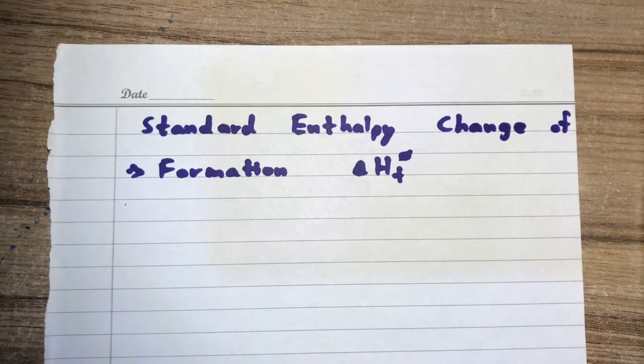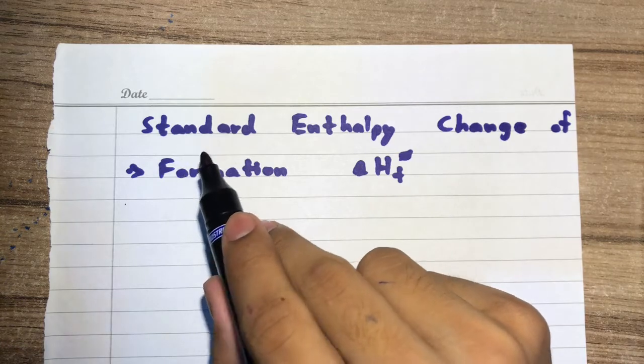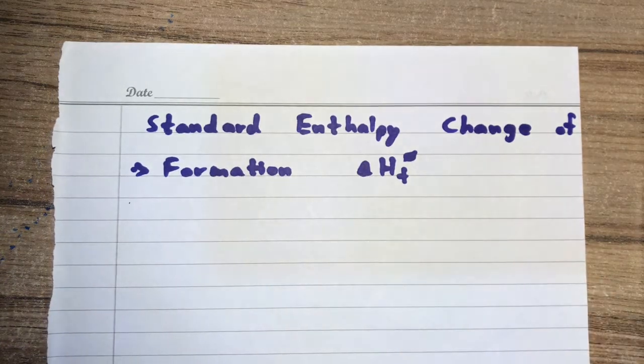Now the standard enthalpy changes. The first is the standard enthalpy change of formation, represented by delta HF phi. The symbol phi represents that the conditions are standard, that means room temperature and pressure. Now what is the standard enthalpy change of formation? Its definition is the enthalpy change that occurs when 1 mole of compound is formed from its constituent elements in their standard states under standard conditions.